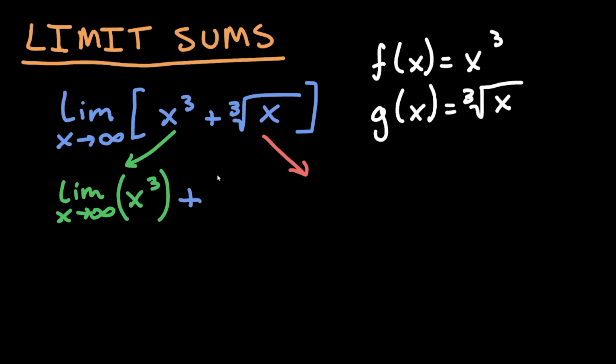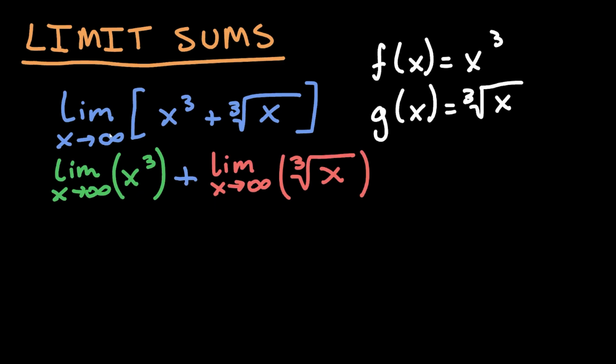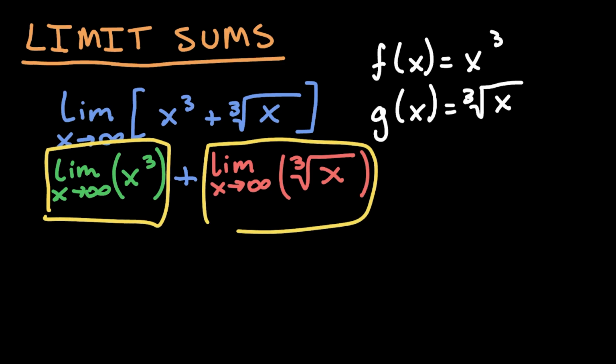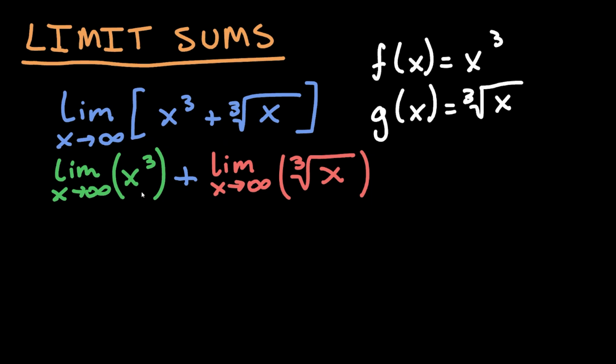And then on the other side, we have the same limit, again as x approaches infinity. But instead of x cubed, we're doing the cube root of x. Okay, now that we have our limits broken up respectively, it's a lot easier because we can just focus on one at a time instead of both at the same time. So what about x cubed? As x approaches infinity, as basically x gets bigger and bigger, what happens to x cubed?